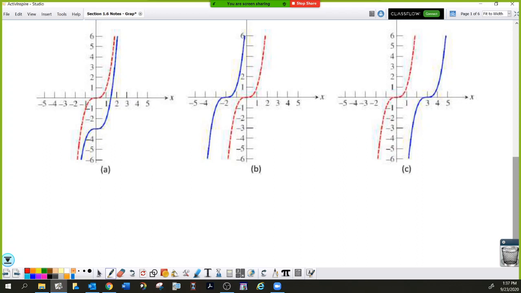In A, I'd like a volunteer to tell me what we did to the red dotted line. Okay, Thomas, what do you got for me? What did I do to the red line to make it become the blue line?